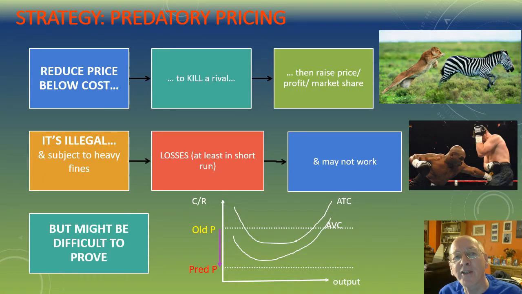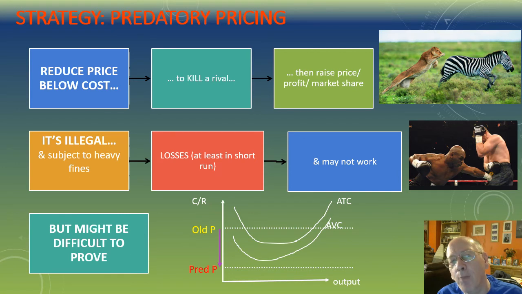My favourite in an exam is predatory pricing. Whereas a price war is there to increase your market share at a rival's expense, if they die, fine. Predatory pricing is where you are actually trying to kill off a rival. Because a predator, like a lion, does not want to reduce a zebra's market share, it wants to kill it.